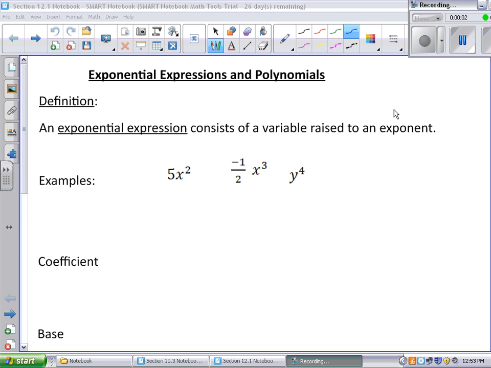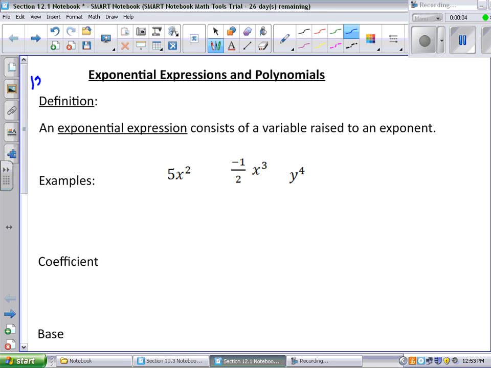We're starting Module 12 today. This is actually Section 12.1. The section is on exponential expressions and polynomials. Let's start with the definition. An exponential expression consists of a variable raised to an exponent.